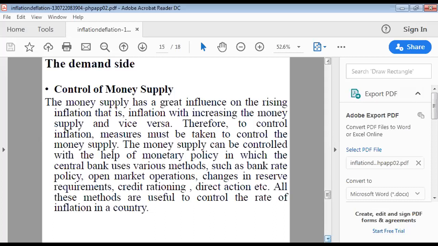The money supply can be controlled with the help of monetary policy, in which the central bank uses various methods such as bank rate policy, open market operations, changes in reserve requirements, credit rationing, and directive action. All these methods are useful to control the rate of inflation in a country.